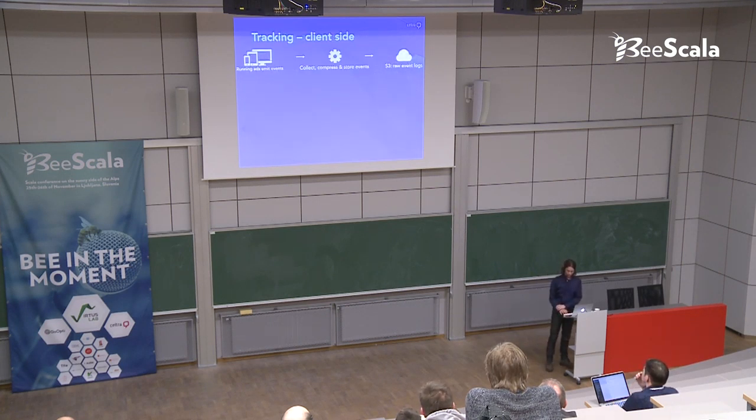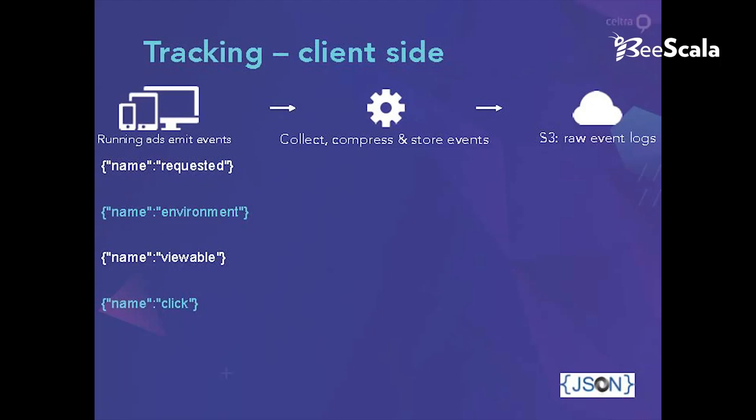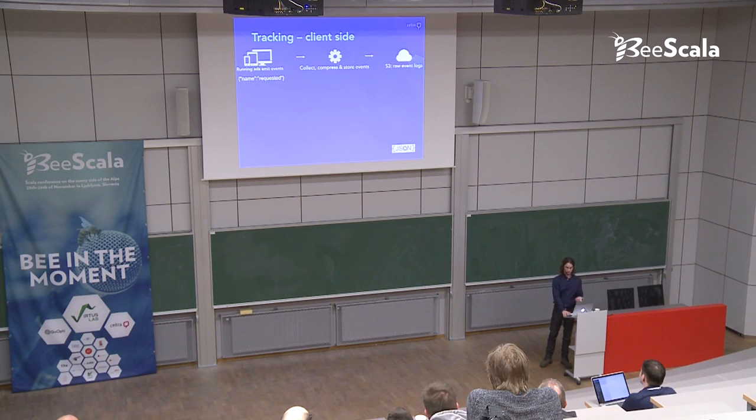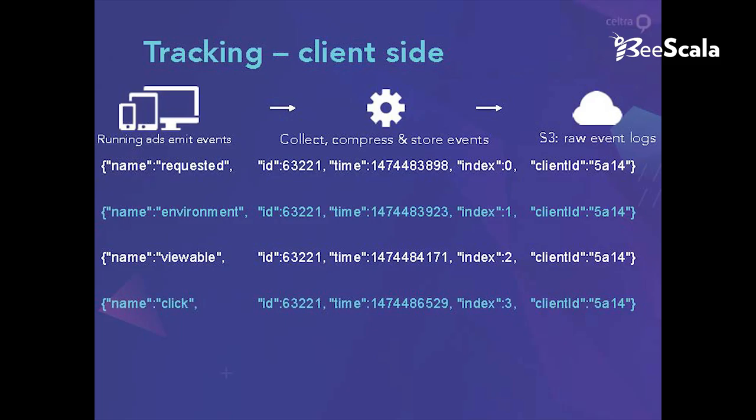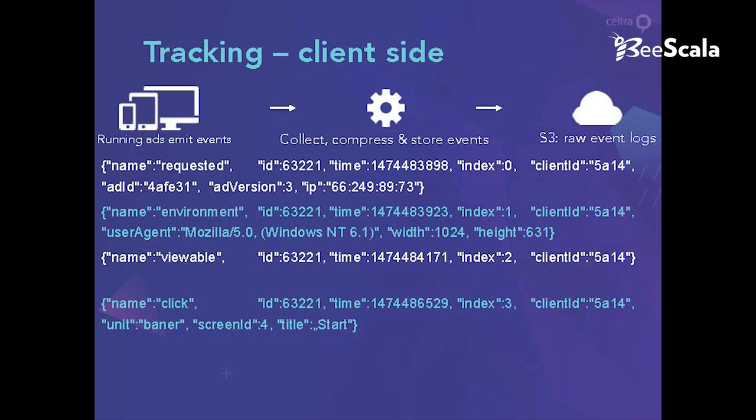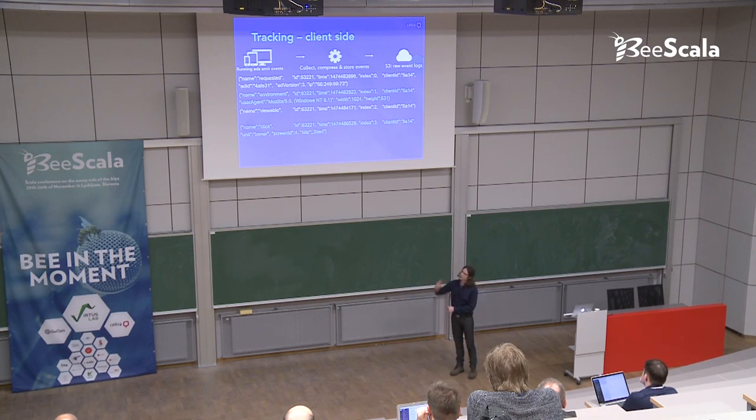So now for some more details. As I said, we're getting events from the clients, and these events are just JSONs. For instance, this one says an ad was requested, or here is an environment in which this ad was served, or this ad was actually viewable on screen, or there was a click that happened on this ad. For each ad, we have to know the session ID, so we know to which lifetime of an ad this belongs. We know the time, we know the index, so we know if one of these events is missing, and we know the client ID, so we can partition the data by clients. In addition, some of these events have some additional data. For instance, for this last row for click, we know on which screen it happened.